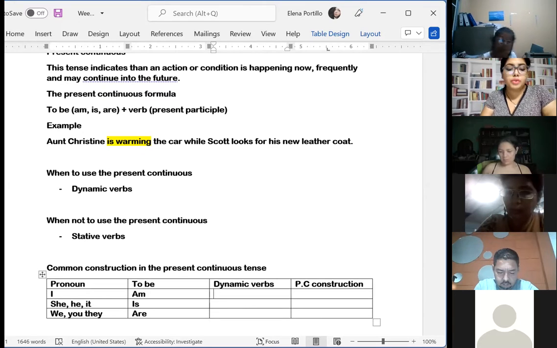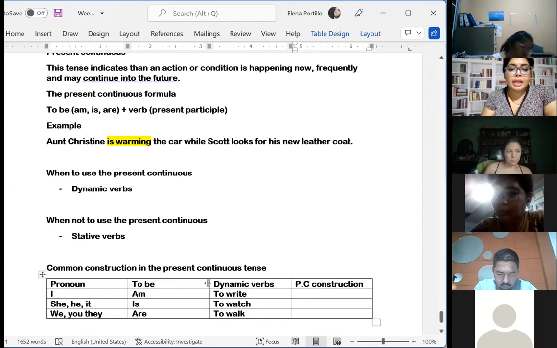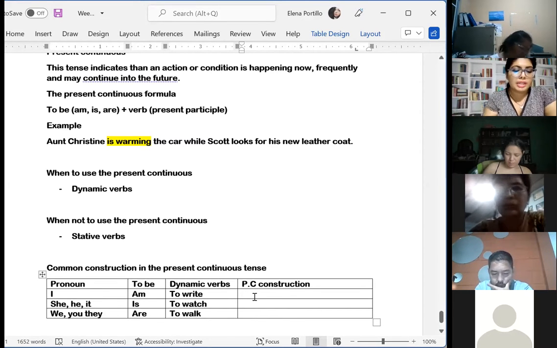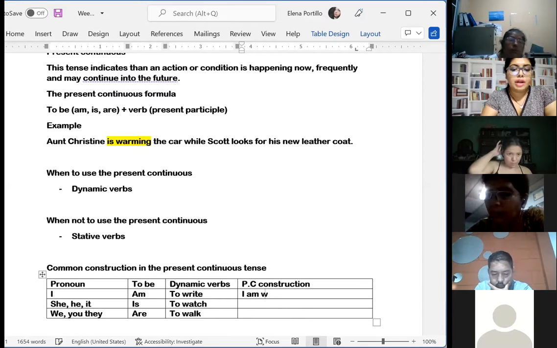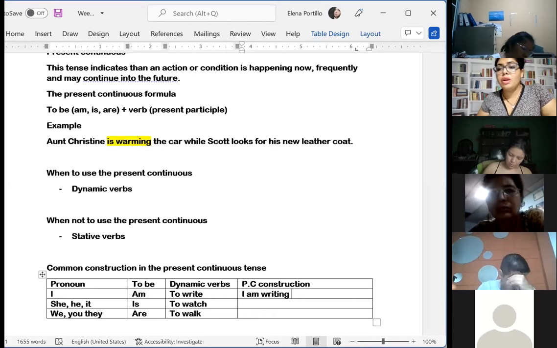Then we have the examples for these verbs. We have to write, then we have to watch, and we have to walk. So we are going to transform those verbs into the present continuous construction. In this case, we are going to use it like this: I am writing. We are using the verb to be, then we are going to use the verb in ing form.